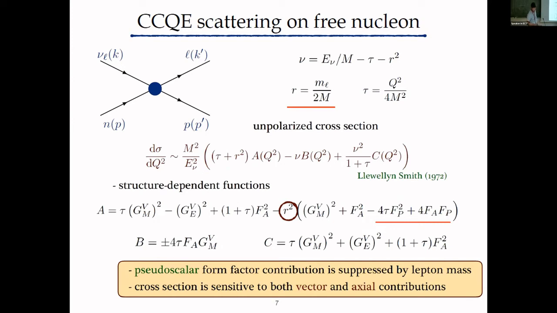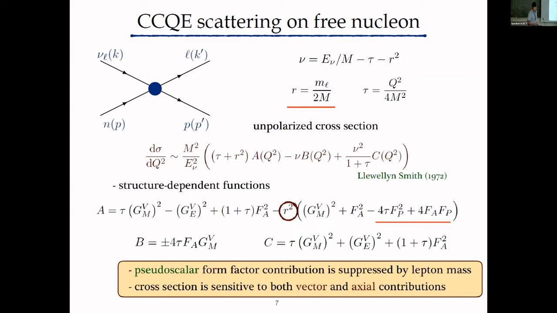I would like to point to two lessons from this expression. The first one is regarding the so-called induced pseudoscalar form factor. It enters the cross-section with an m squared term, either the mass of the lepton divided by two mass of the nucleon squared, or the mass of the lepton squared divided by the neutrino energy squared. That's why its contribution is definitely negligible for electron type neutrinos, but also for muon type neutrinos around GeV energies, we can safely neglect it.